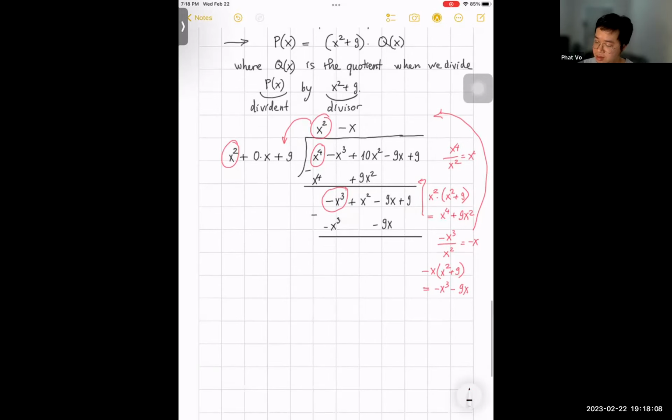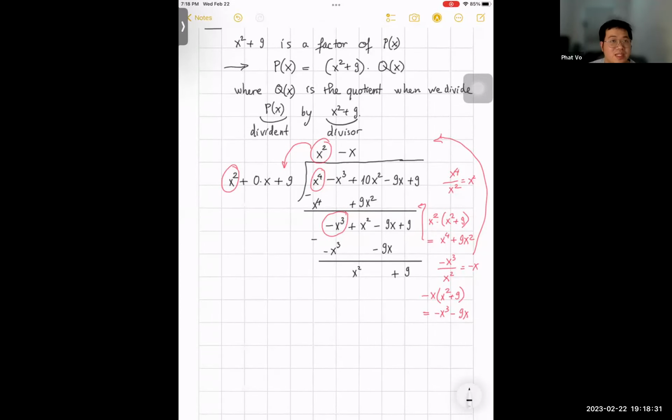You receive the result: negative x cubed minus negative x cubed is 0, so you don't need to write it. Then x squared minus 0 is x squared. Negative 9x minus negative 9x is 0. So we have only x squared plus 9 here.